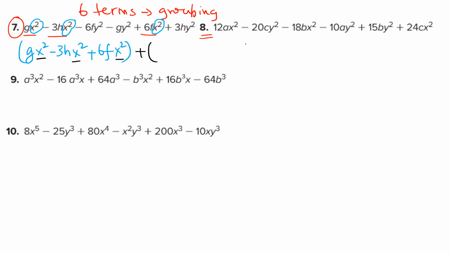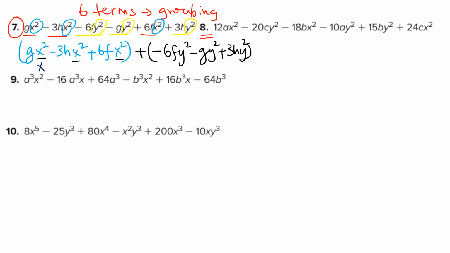Now the remaining three terms, I will see what is common. If I change the color, minus 6fy square minus gy square in this one. As you can see, y square, y square, y square is common. So I will now write them together in another bracket. And if you observe, there is a negative sign, so be careful. I'm putting the negative sign also for these, and now in the next step I can take the common factor.